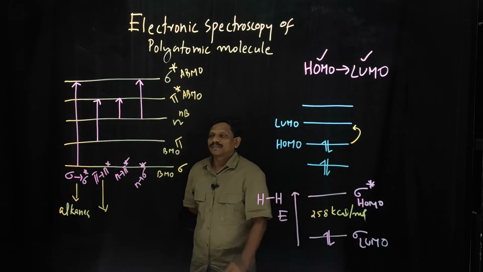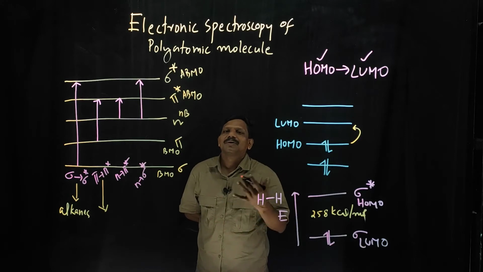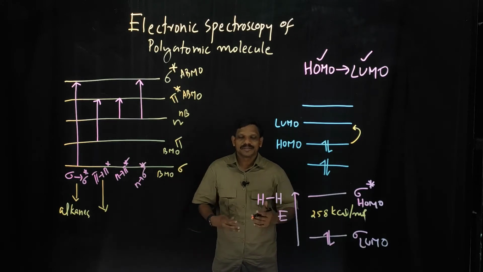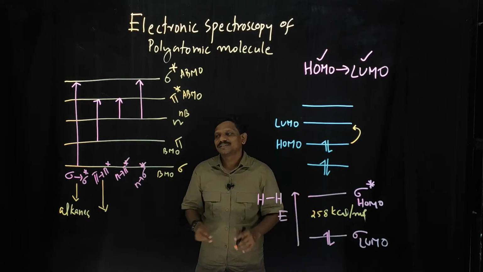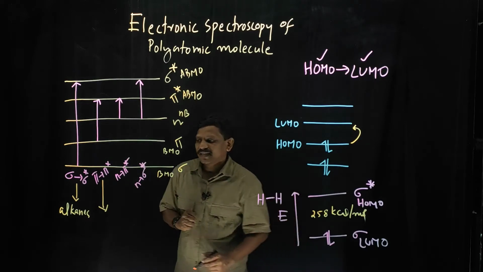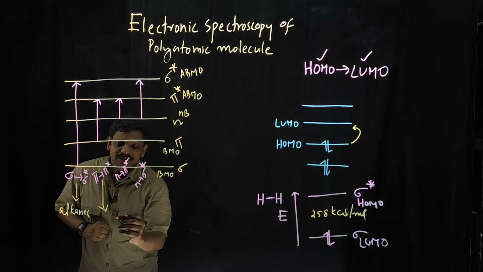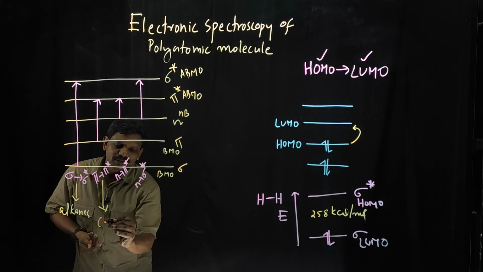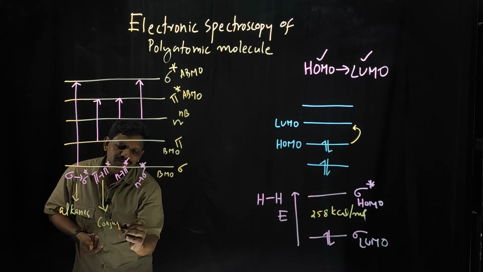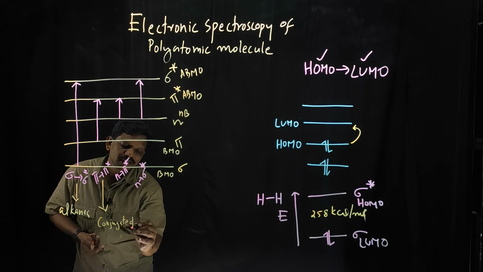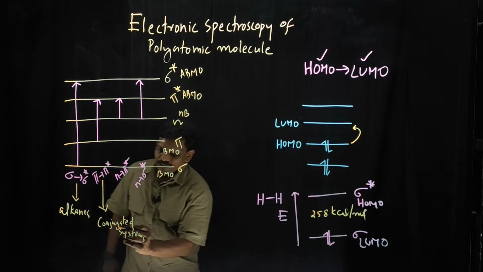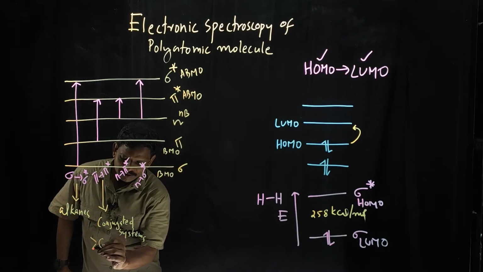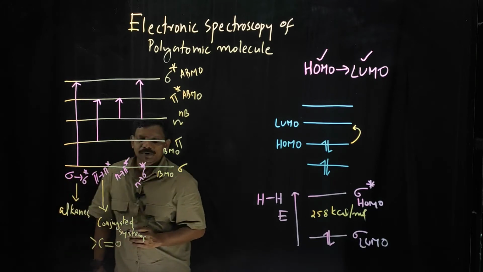Pi to pi star. You know that almost all types of conjugated systems, that means the compounds with multiple bonds, double bonds, triple bonds, all these things have this pi to pi star transition. So very good examples are the conjugated systems, aromatic systems, all these types of systems you can see. A very good example showing the pi to pi star is your carbonyl group.